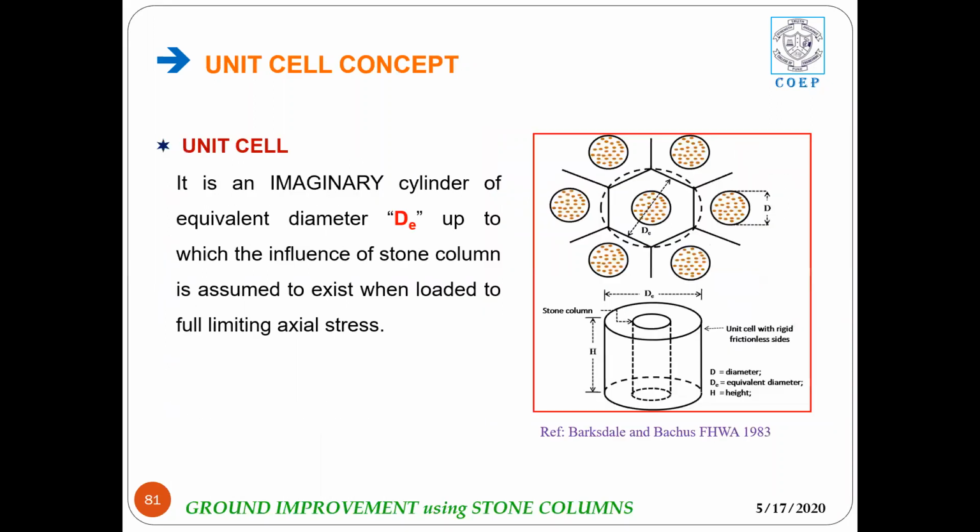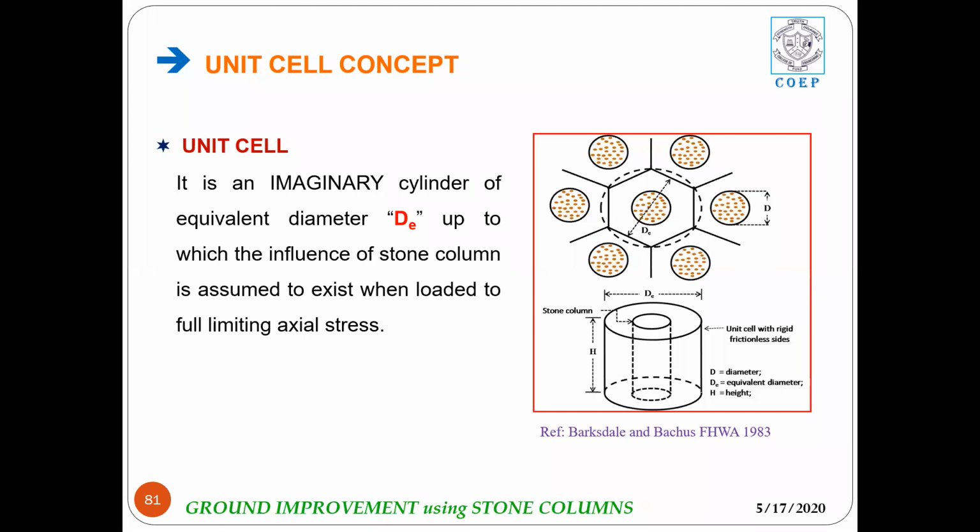Now, for understanding the behavior and for carrying out the studies, the unit cell concept was suggested by Barksdale and Bachus. So here we can see in Figure 7 stone columns shown in plan, and a centrally located stone column is there. Now this unit cell is nothing but an imaginary cylinder, and when this central stone column is loaded, the influence zone of the pressure gets transmitted laterally also.